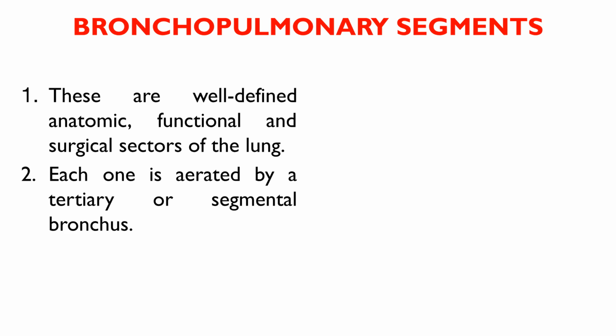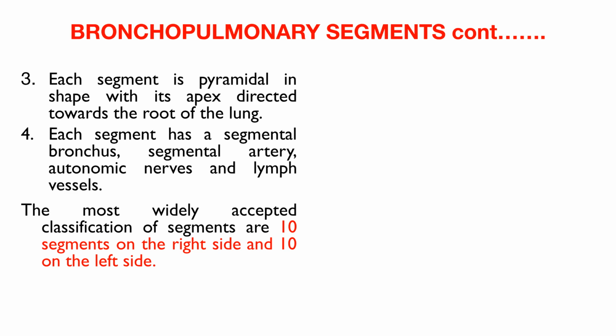Bronchopulmonary segments are well-defined anatomical, functional, and surgical sectors of the lung. Each segment is aerated by a tertiary or segmental bronchus. Each segment is pyramidal, with its apex directed towards the root of the lung. They contain a segmental bronchus, artery, autonomic nerves, and lymph vessels. There are typically 10 segments on both the right and left sides.